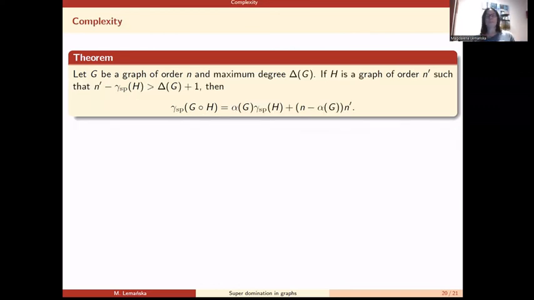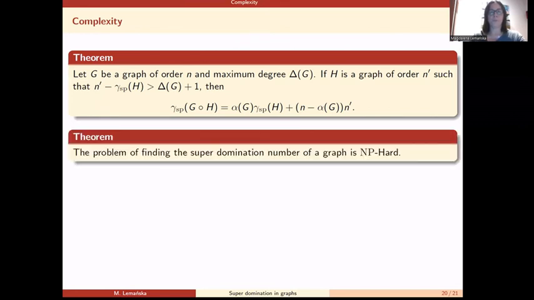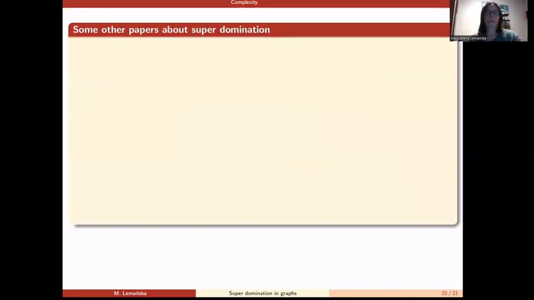And using this result, we managed to obtain the quite nice result that the problem of finding the super domination number of a graph is NP-hard, which means that in general it's not such an easy problem. Of course, sometimes when we have some easy families of graphs, like for example stars or complete graphs, it's not difficult to find the super domination number of this kind of graphs. But in general, if we want to work with any graph, the problem is complicated. And we began this work with super domination in graphs.